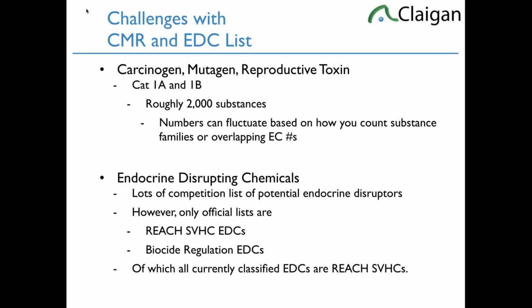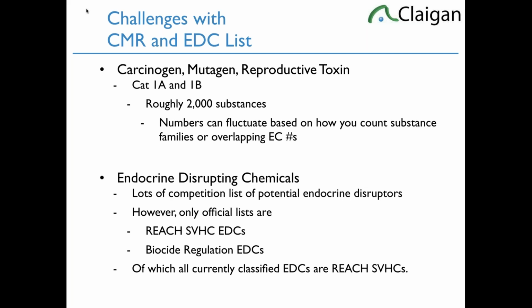So CMR list, carcinogen, mutagen, reproductive toxin as category 1A, known to cause in humans, and 1B, known to cause in animals. Roughly 2,000 substances, depending how you count subfamilies overlapping EC numbers or chemical numbers. So there's a lot of complexity. Chemical numbers aren't necessarily what you think they are. Most chemicals don't have to be pure, or they can represent a family, or there's multiple ones for the same substance. And then a number of things are listed as families or groups. So it's not as simple as you think.